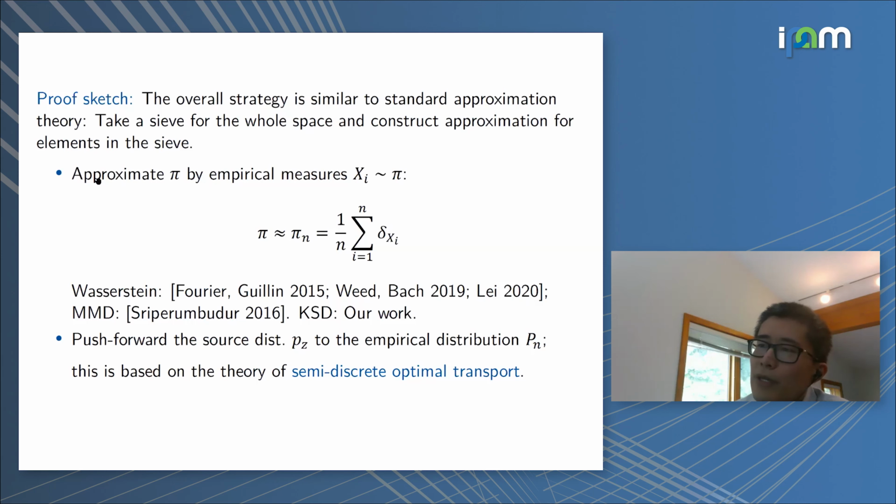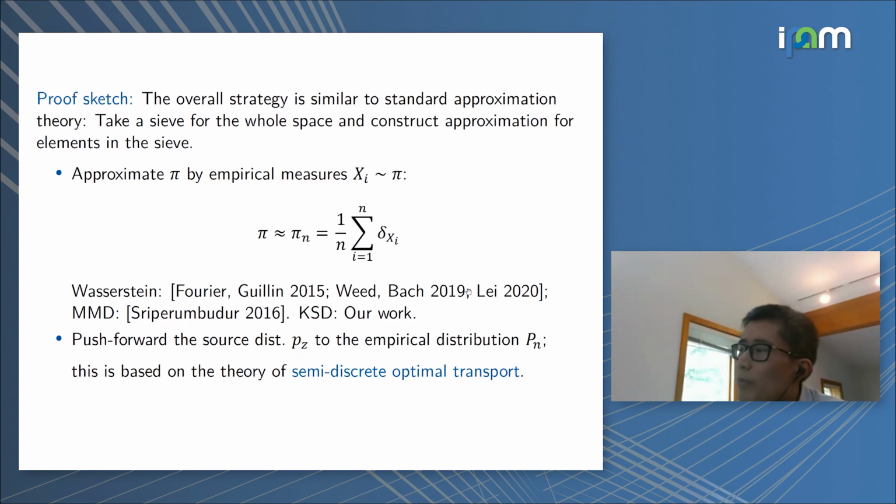So the first step of the proof is to approximate pi by the empirical measure, where the xi are IID samples from this measure pi, and we consider the empirical measure pi n, which is just 1 over n times the sum of Dirac masses. Now the approximation rate between pi n and pi has been well studied, for example, for Wasserstein distance. There are maybe some earlier works, but we are citing these works with a more explicit characterization of the convergence rate.